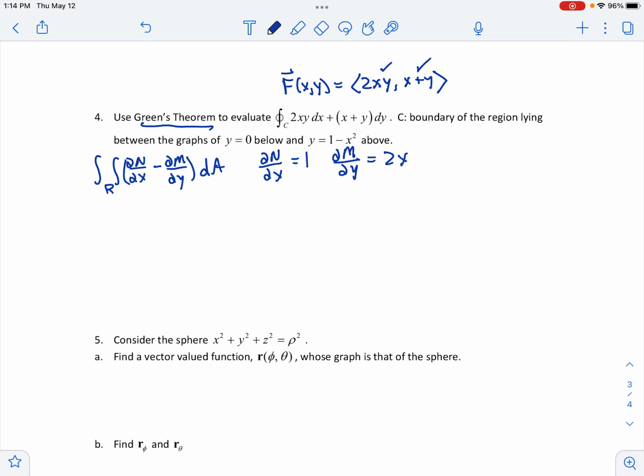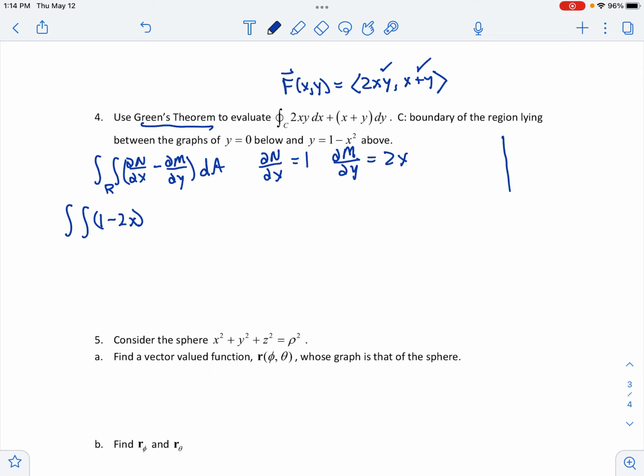So it looks like we've got us an integral here that goes like this. 1 minus 2x. Yeah, that's it. Okay, now we've got to determine our boundaries.